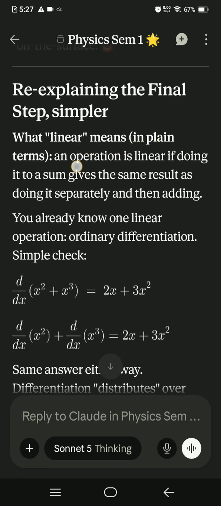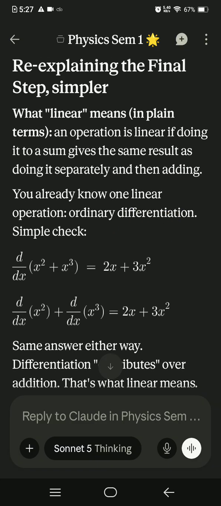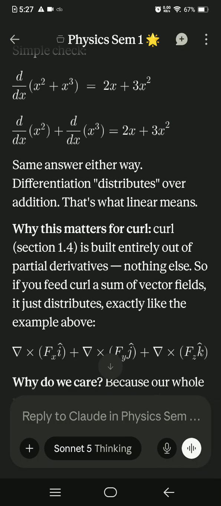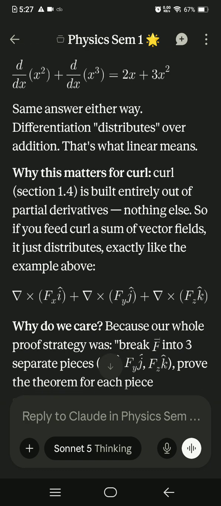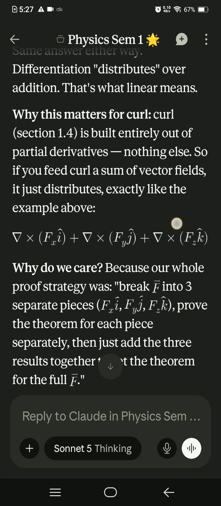What linear means in plain terms: an operation is linear if doing it to a sum gives the same result as doing it separately and then adding. You already know one linear operation: ordinary differentiation. Same answer either way. Differentiation distributes over addition. That's what linear means. Why does this matter for curl? Curl is built entirely out of partial derivatives, nothing else. So if you feed curl a sum of vector fields, it just distributes exactly like the example above.